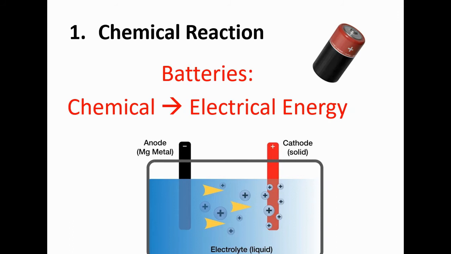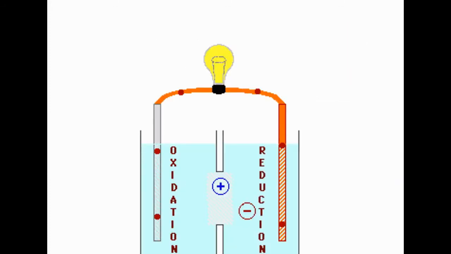That liquid allows the reaction to occur, and in the reaction, electrons are transferred from one metal to the other metal. This gives one of the metals a positive charge and one of the metals a negative charge. Once one metal has a positive charge and the other has a negative charge, if you connect them with a wire, you will get a flow of electrons as the electrons move towards the positive charge.